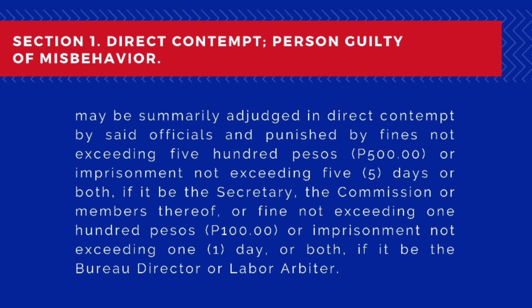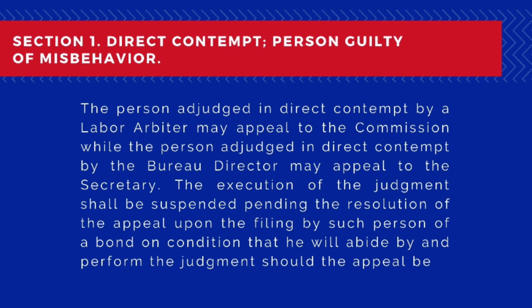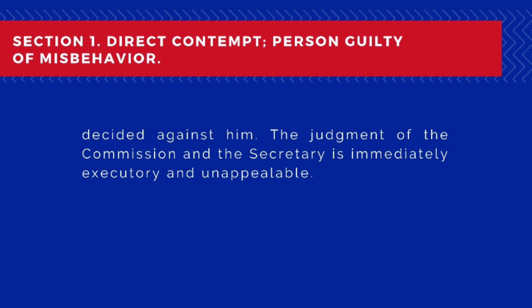Or fine not exceeding 100 pesos, or imprisonment not exceeding 1 day, or both, if it be the Bureau Director or Labor Arbiter. The person adjudged in direct contempt by a Labor Arbiter, may appeal to the Commission. While the person adjudged in direct contempt by the Bureau Director, may appeal to the Secretary. The execution of the judgment shall be suspended, pending the resolution of the appeal upon the filing by such person of a bond, on condition that he will abide by, and perform the judgment should the appeal be decided against him. The judgment of the Commission and the Secretary is immediately executory and unappealable.